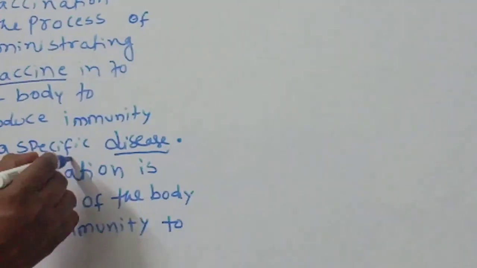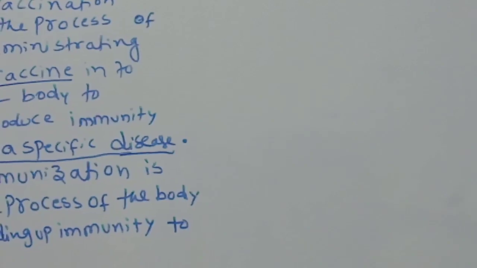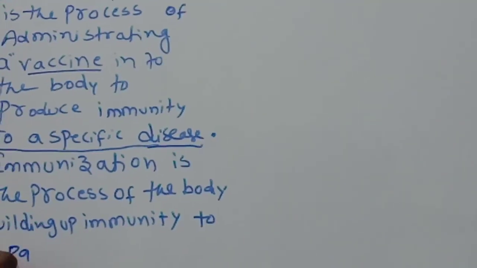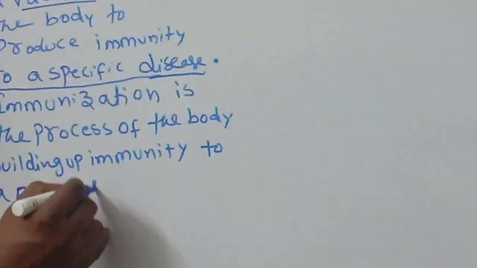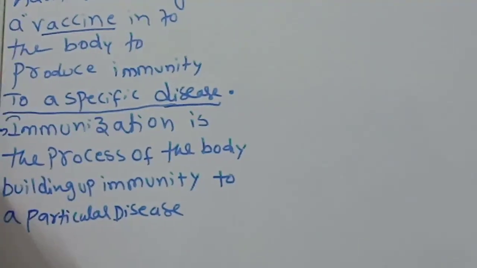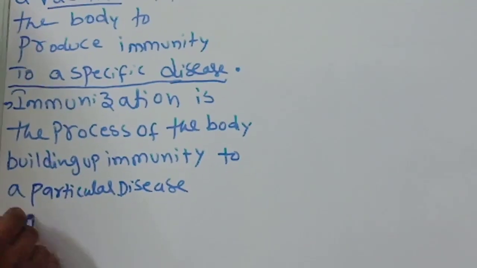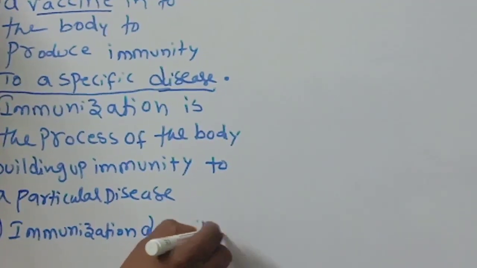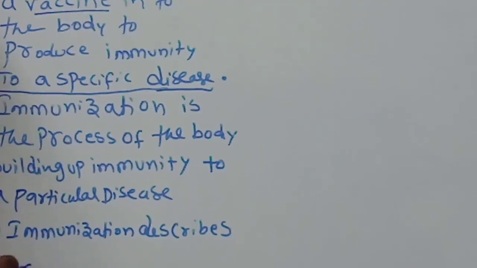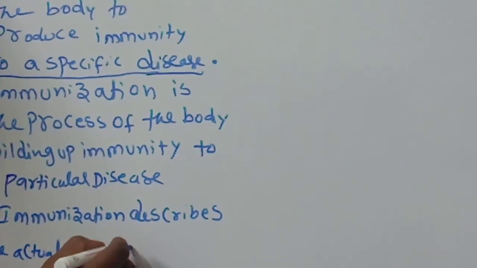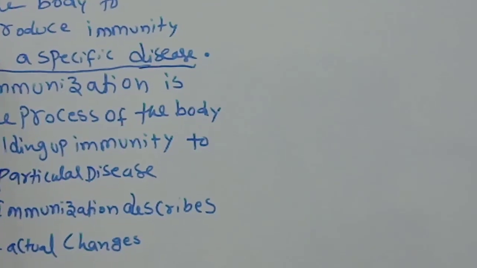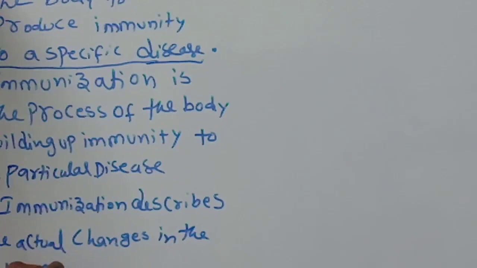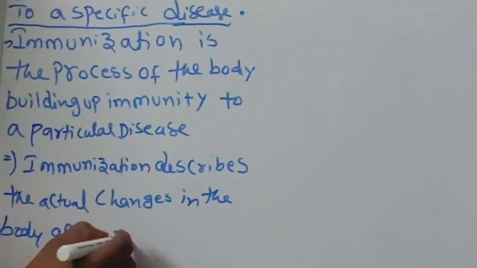Next one, immunization. What is the meaning of immunization? Immunization is the process of the body building up immunity to a particular disease. Okay, immunization describes the next important point. Immunization describes, very important, the actual changes in the body after receiving a vaccine.